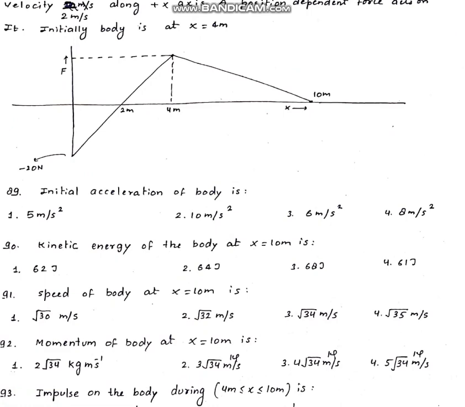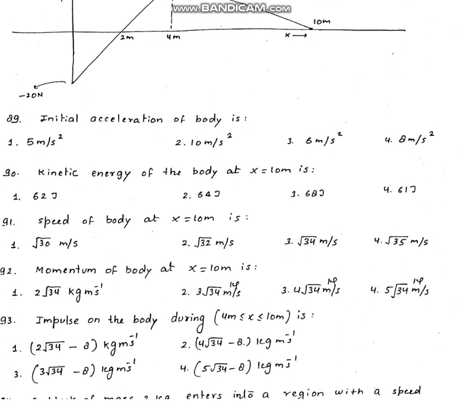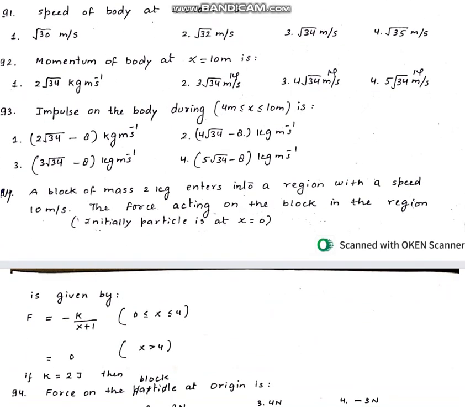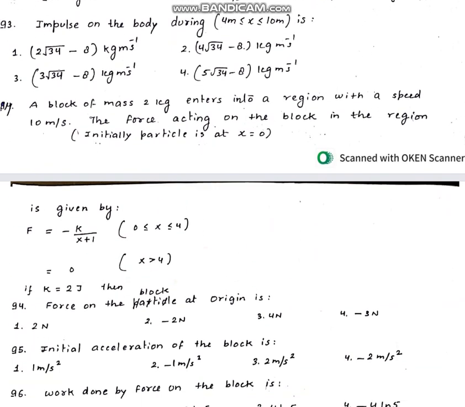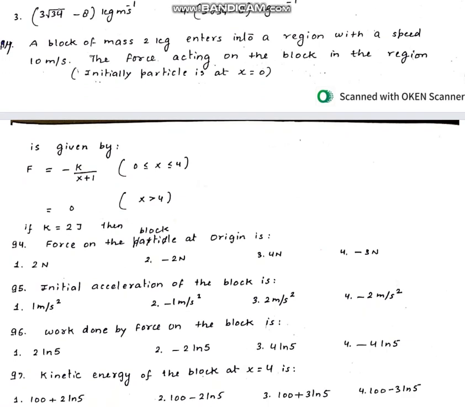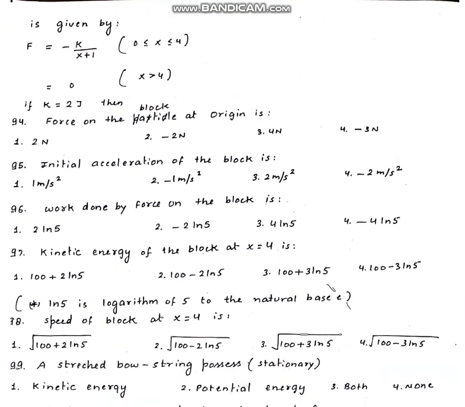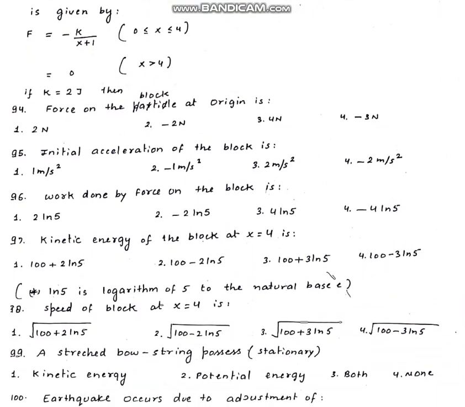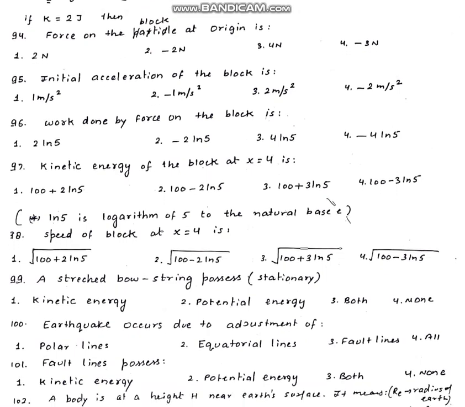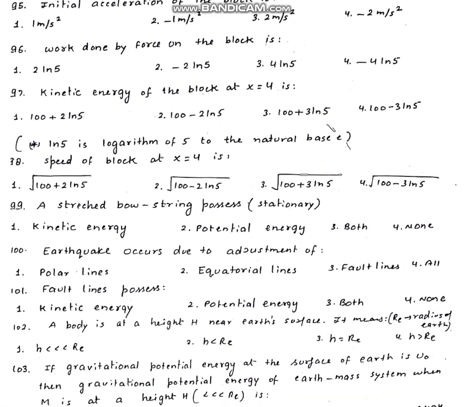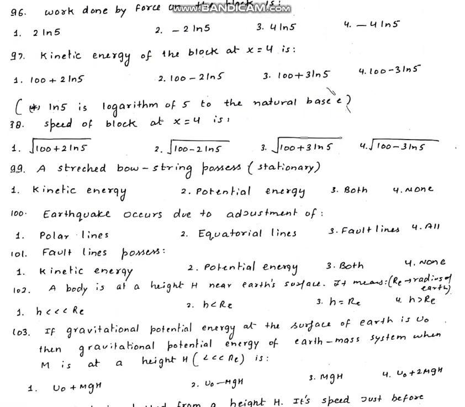Then we have another question based on force position graph. We need to find initial acceleration, kinetic energy, speed, momentum, impulse. Then we have a variable force problem, and we need to find force at origin, acceleration, work done, kinetic energy. Then we need to find speed of block at x is equal to 4.